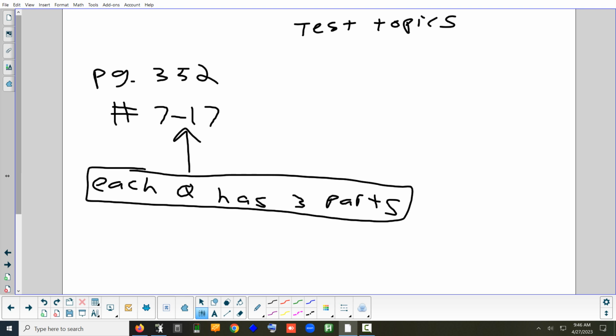I'll pause the video. I'll get this up before you guys leave. And I'll put the list of test topics in it. The homework is 7 to 17 odd. Each question has 3 parts. The 3 parts are find the dot product, find the angle, and then say whether that means parallel, perpendicular, or neither. Neither means it's not 0, 90, or 180. Okay, so let me pause it and now I'll put the test topics up.